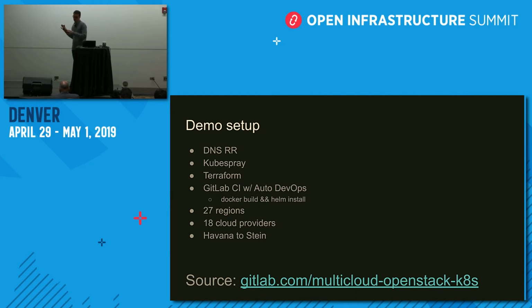The demo runs on 27 different data centers, all running OpenStack, across 18 different companies, and they run versions from Havana to Stein. Havana is like 6 years ago, and Stein is the latest release. So hopefully you have a wide variety of choice. If there's one bug that affects you in one release, the chances are it doesn't affect all 18 companies.